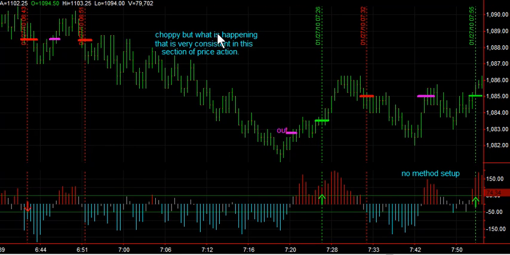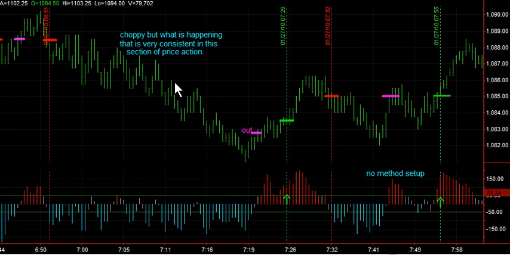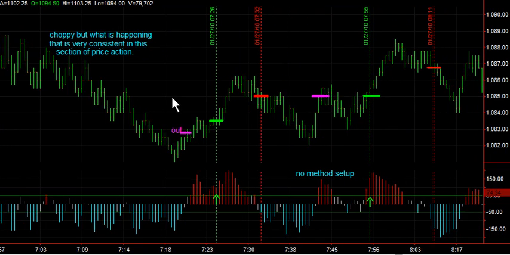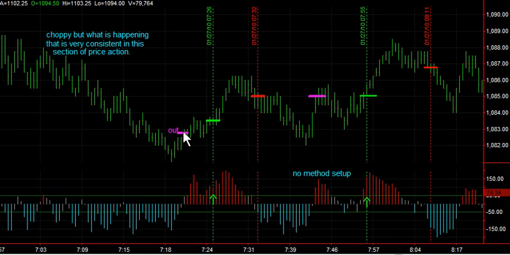You can read my little note here. Something's happening in this really choppy price action, but something is still very consistent within that. So here would be out. We do get a signal long, but I wouldn't say that that would be the trade to take long right there. In this area right here, the method would say go long, and it is confirmed in the direction of this indicator, but again, it's just by coincidence.